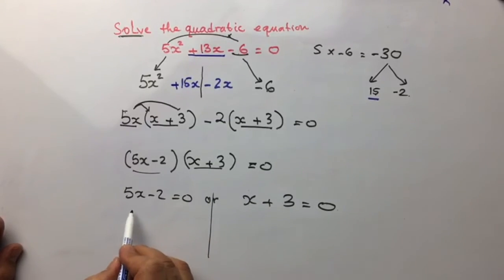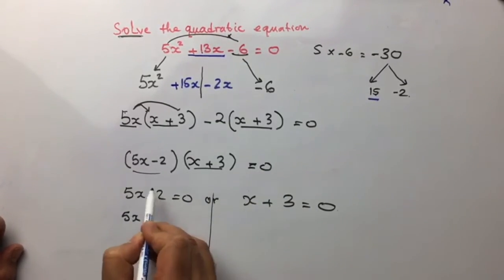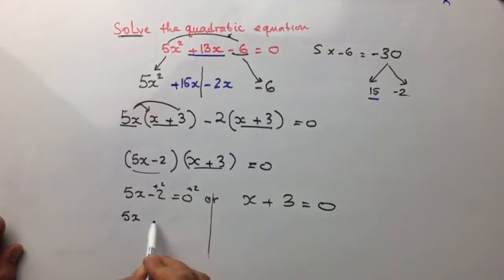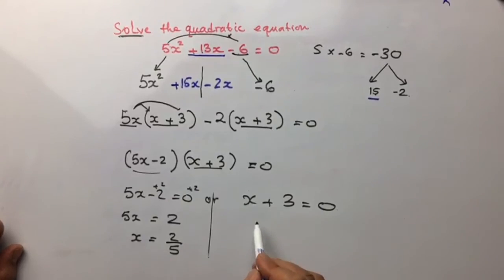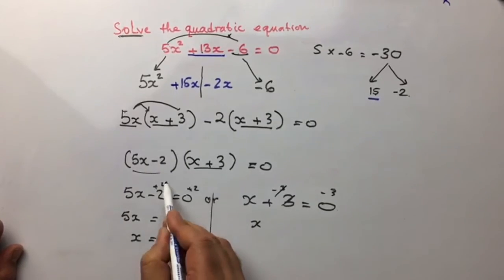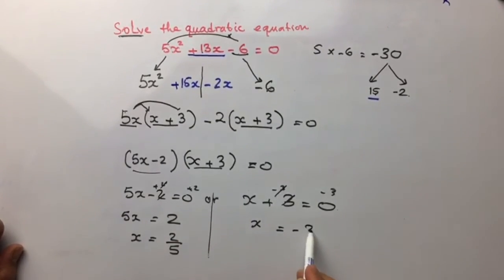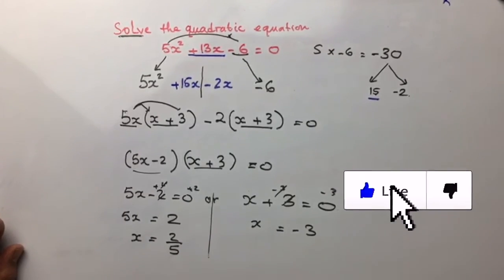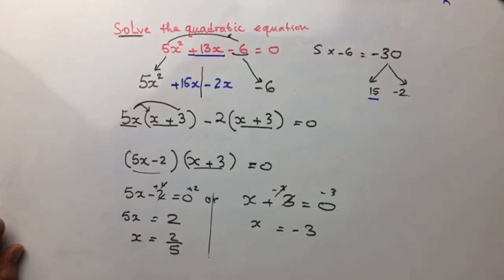So here you have 5x, add the 2 to both sides. Just solve it like a normal linear equation. Then divide by 5, so x equals 2 divided by 5. And here you subtract 3 from both sides, so this cancels this, and then you have x equal to minus 3. So you have two solutions, x equal to 2 over 5 and x equal to minus 3. All right.